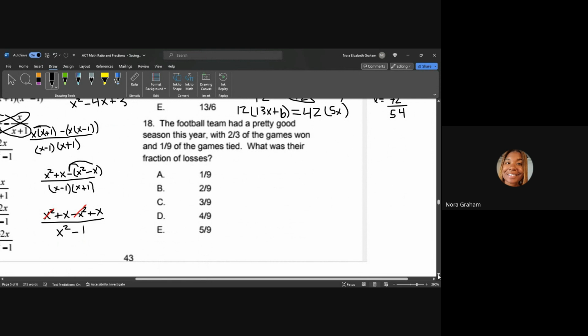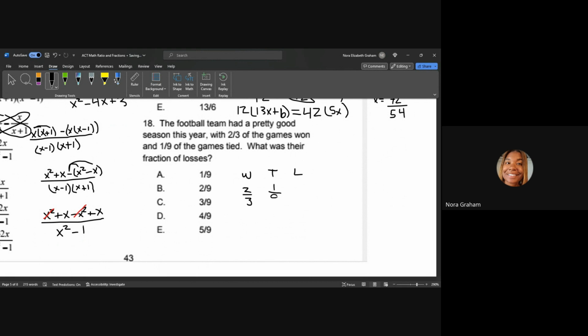All right. This is another ratio one, which is good. So the football team has a pretty good season this year with 2 over 3 of the games won. So 1 over 9 of the games tied. What is their fraction of losses? So I have 3 categories. I have winning, I have tied, and I have losses, right? So they gave me winning. Winning they gave me as 2 over 3. Tied they gave me as 1 over 9.